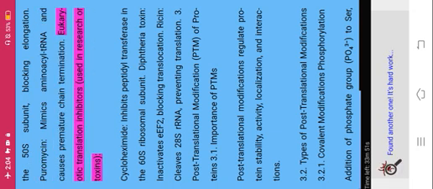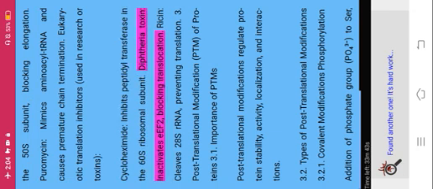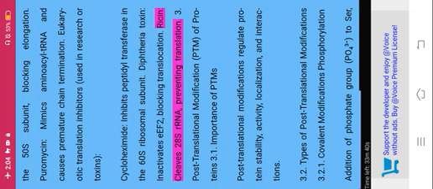Eukaryotic translation inhibitors used in research or toxins: Cycloheximide inhibits peptidyltransferase in the 60S ribosomal subunit. Diphtheria toxin inactivates EF2, blocking translocation. Ricin cleaves 28S rRNA, preventing translation.